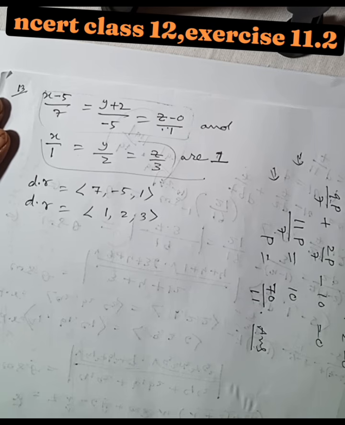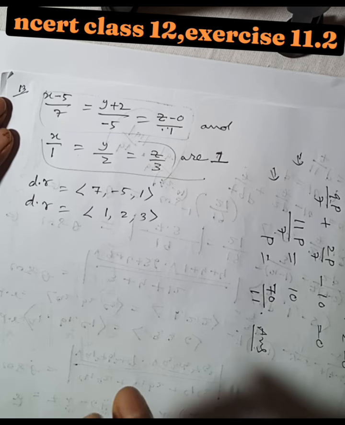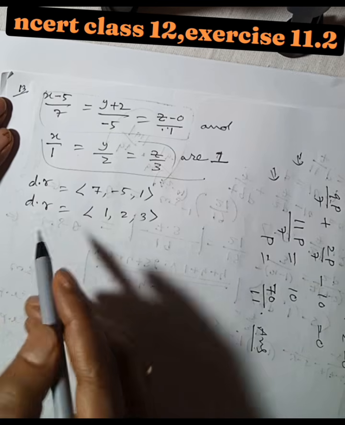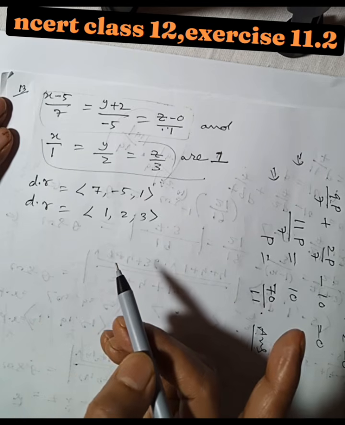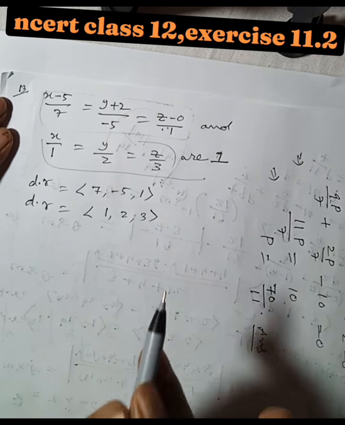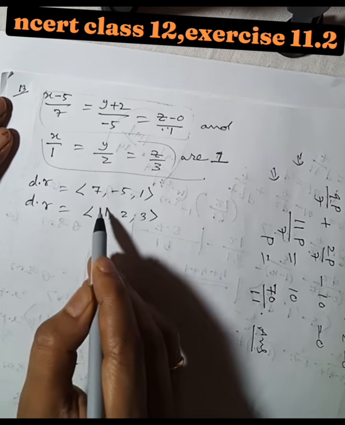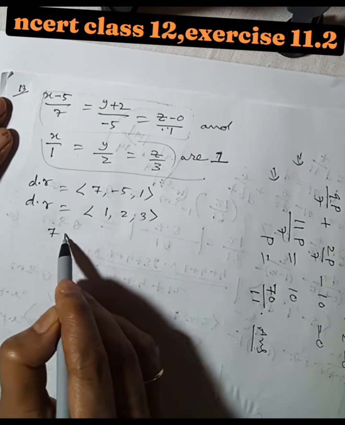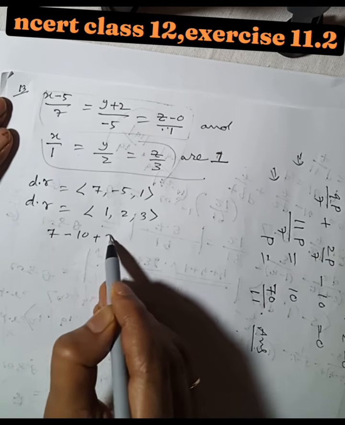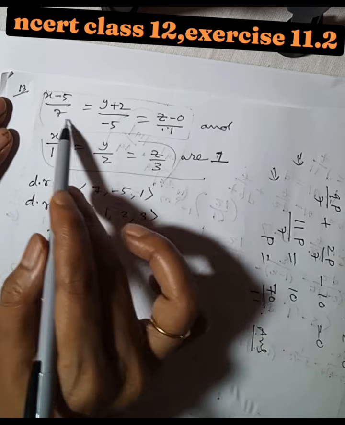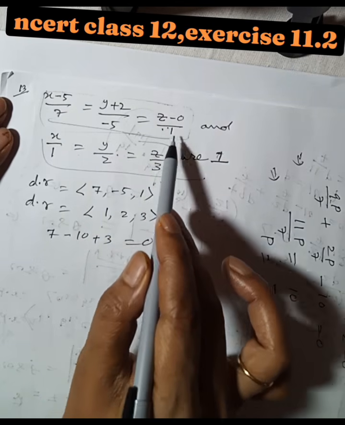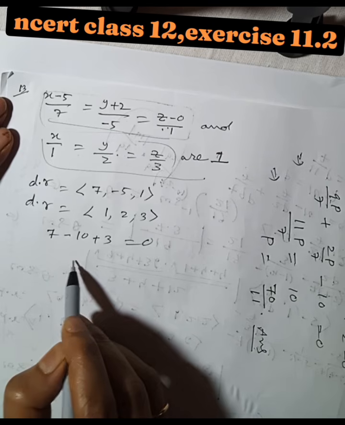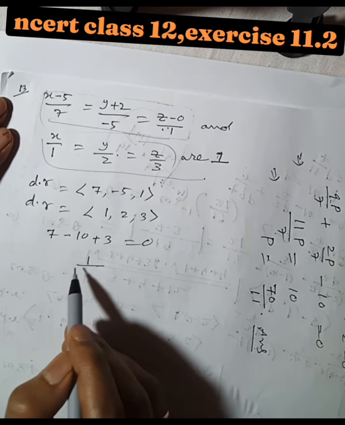We have to prove that the lines are perpendicular. If the product of the direction ratios is 0, then the lines will be perpendicular. Here the product of the direction ratios is 7 - 10 + 10, which is equal to 0. So we say that the given lines are perpendicular.